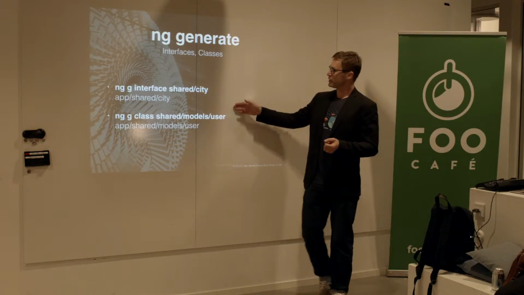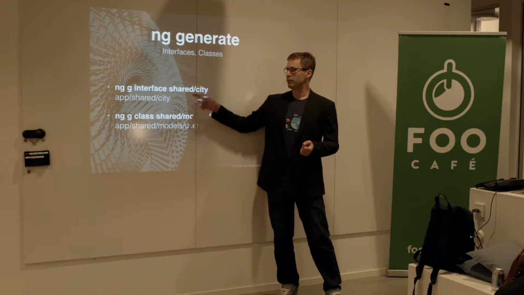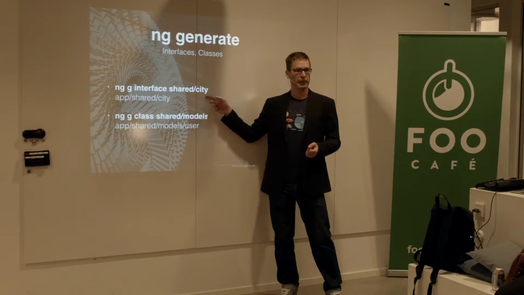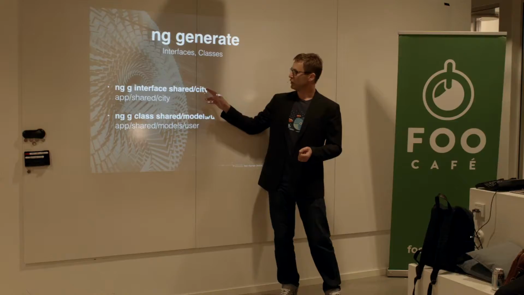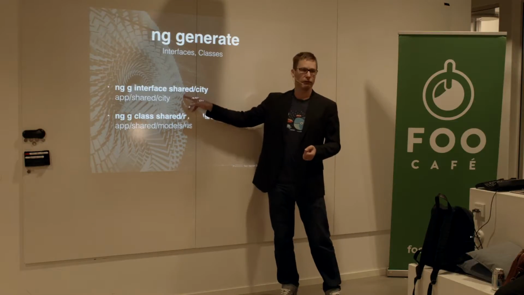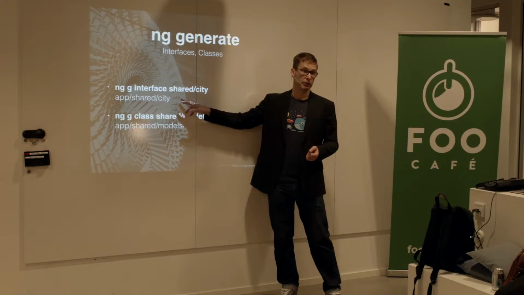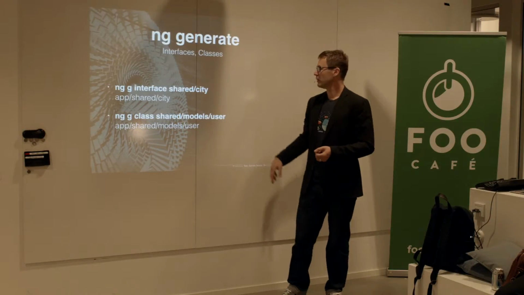And here you have some other example. I said it's a file name, but you can use a complete path, which means that it will put your interface city into the folder shared. But the folder has to exist. It will not create the folder for you.